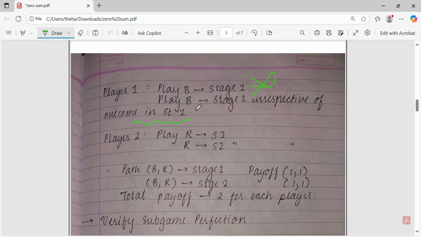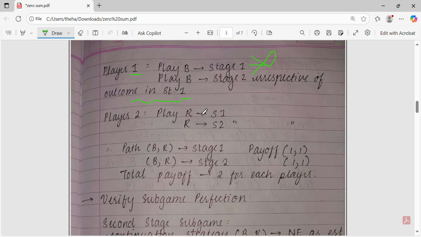In stage 2, player 1 has to play B only. We have already reduced and calculated what it will play in stage 1. But it has to be written here that irrespective of whatever outcome, it will be playing B only. The same will be written for player 2.